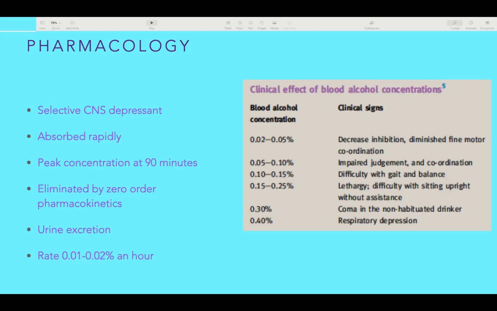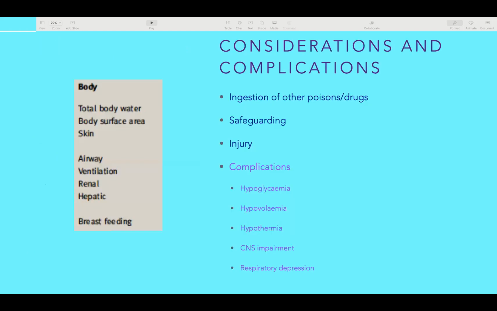The chart on the right shows that with increasing alcohol concentrations, you get more symptoms. At lower concentrations you get decreased inhibition, diminished fine motor coordination, and impaired judgment. At higher levels, difficulty with gait and balance, then lethargy, difficulty sitting up without assistance, then coma and respiratory depression. Given how available alcohol is, I'm sure most of us have been at the lower end, but hopefully not many of us have been at the higher end, maybe at medical school, but I won't say anything.